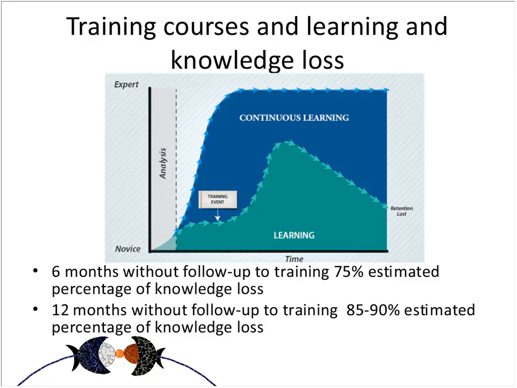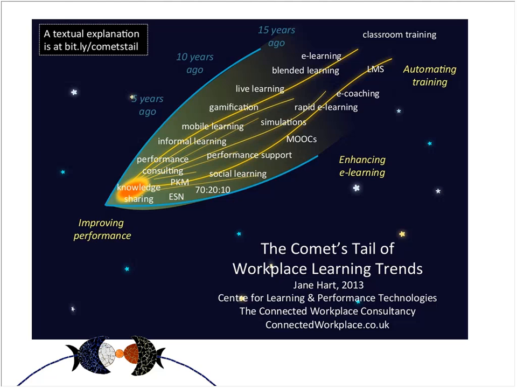And here they just added, in the blue area, a sort of continuous learning. So how can you do regular formal learning? How can you add continuous learning, like social or informal learning environments, so that you have the best of both worlds?